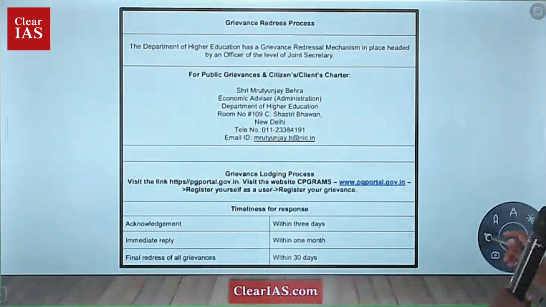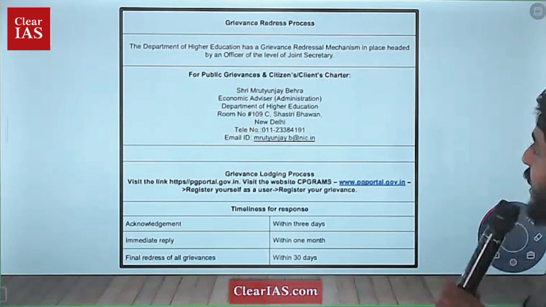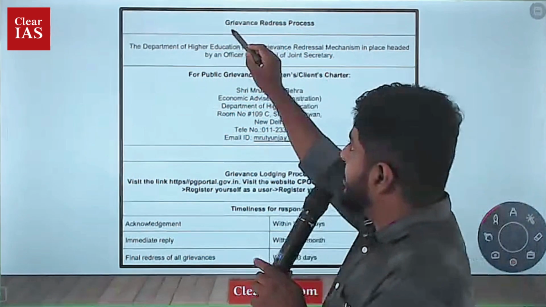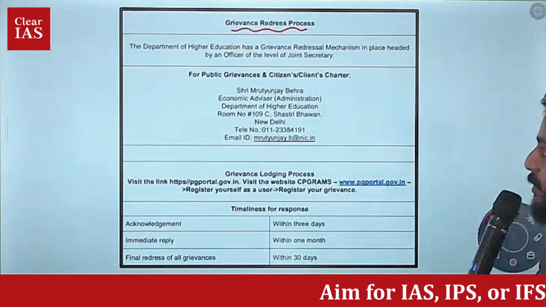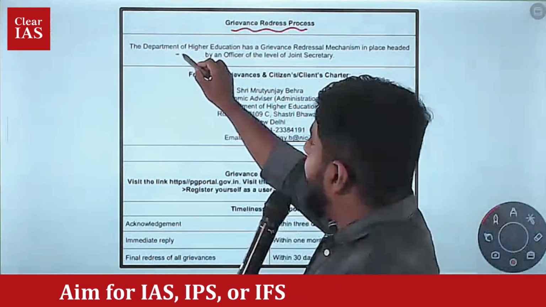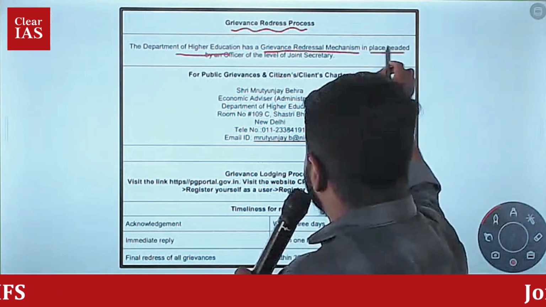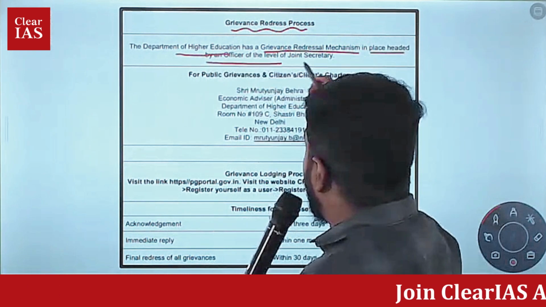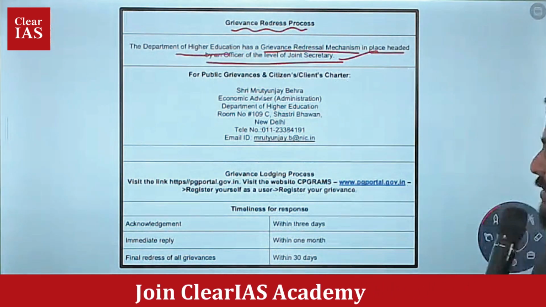Now, the most important one of the CC program is the grievance redress process. The Department of Higher Education has a grievance redressal mechanism in place, headed by an officer of the level of Joint Secretary.